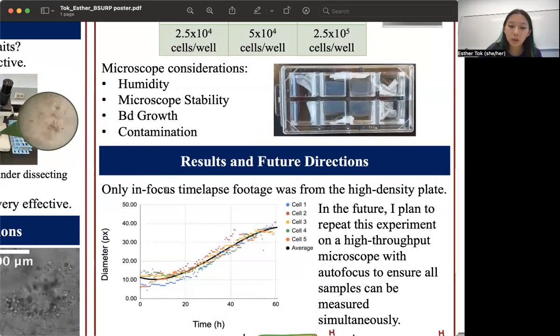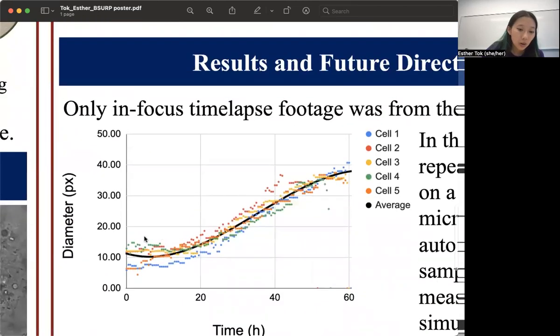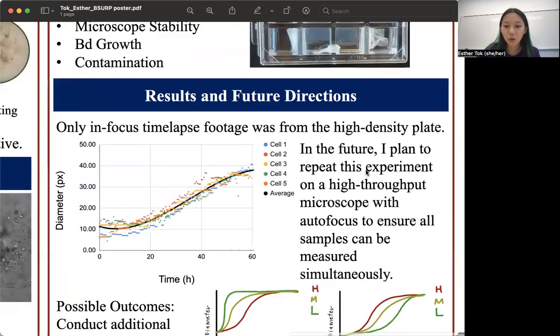However, we were still only able to get in-focus time-lapse from one plate, the high-density plate, and we were able to generate this graph. So over here, this is diameter plotted against time, and you can see over time, sporangia size increases and then plateaus as the sporangia begin to pop and release their zoospores.